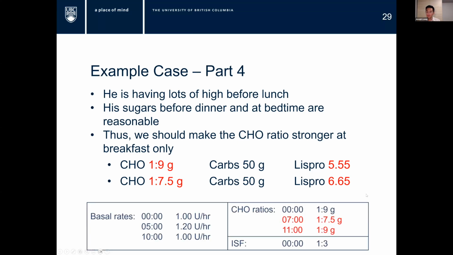So this is how you might make that change on the insulin pump. From midnight to 7 a.m., we're going to leave it at 9 grams. But from 7 a.m. to 11 a.m., we are going to now change that carb ratio to 7.5 grams. And then starting at 11 a.m., going all the way until midnight, we're going to go back to the 9 grams.